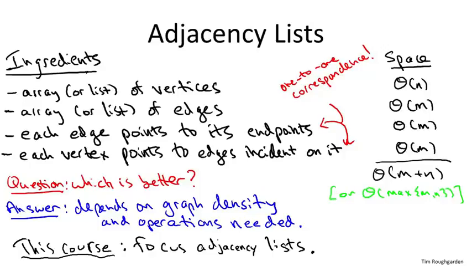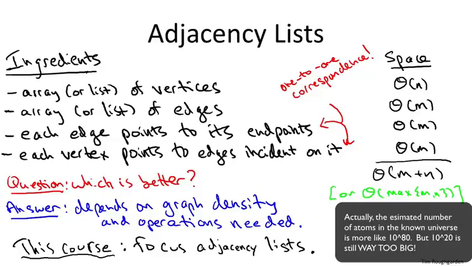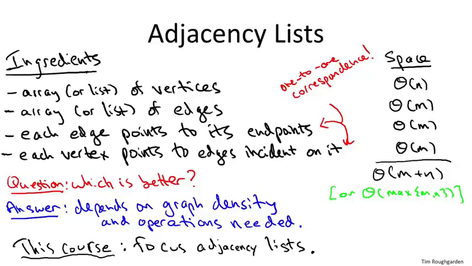Now, suppose we use an adjacency matrix representation. So if n is 10 to the 10, then n squared is going to be like 10 to the 20. And now we're getting close to the estimated number of atoms in the known universe. So that is clearly not feasible now, and is not going to be feasible ever. So the adjacency matrix representation is totally out for huge sparse graphs like the web graph.